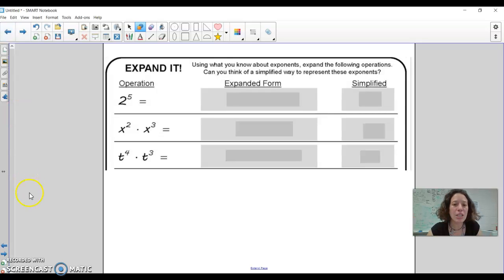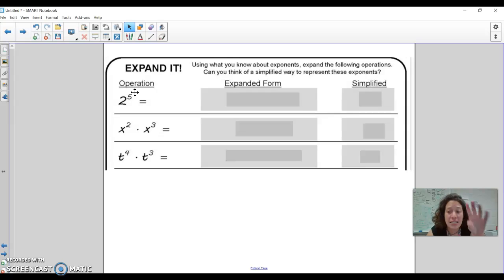Here we go. So we need to first remember that when we have exponents, that's telling us how many copies we want of this big number. So what this says is I want 5 copies of 2. So I'm going to start making my copies. Here's the first one. First copy, second, third, fourth, fifth. So I have 5 copies there. That's what I need. So in your expanded form, please write this.